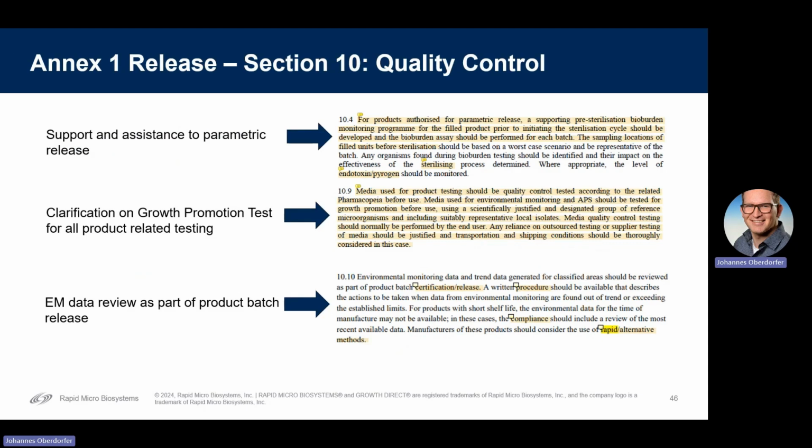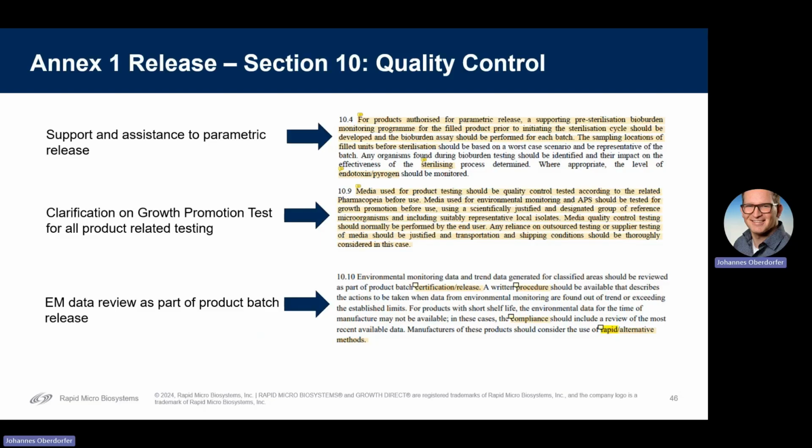And then support and assistance to parametric release, which is important in section 10. Parametric release is powerful, so you should consider and use it where possible, especially with rapid methods that give you feedback in a short amount of time throughout your in-process control process, throughout the manufacturing process.